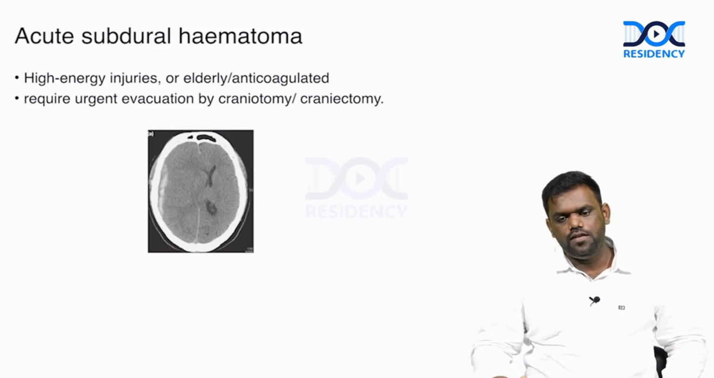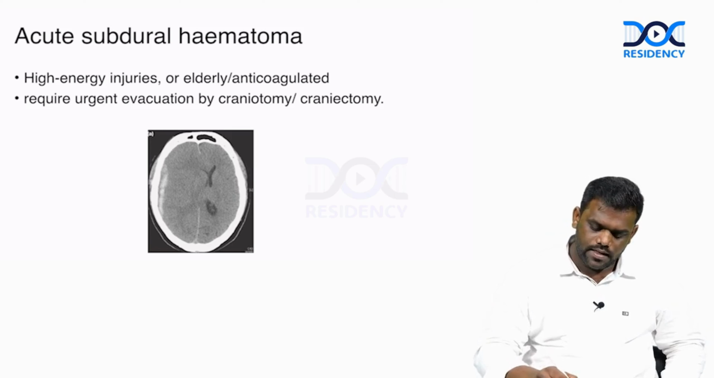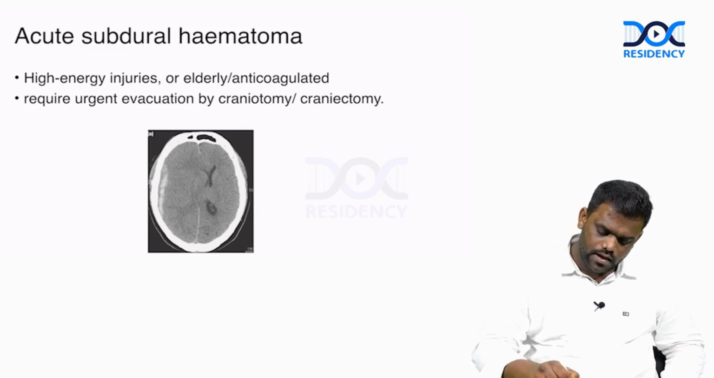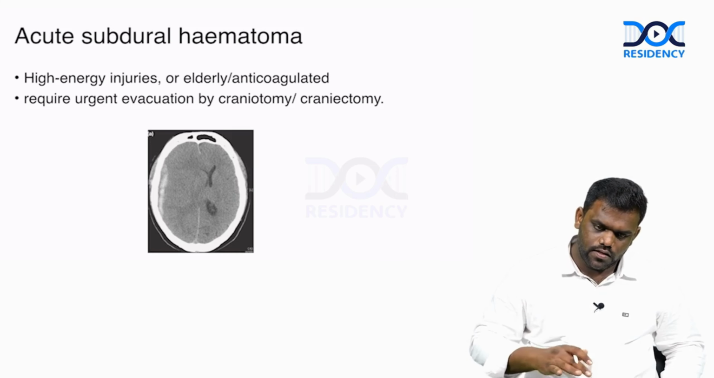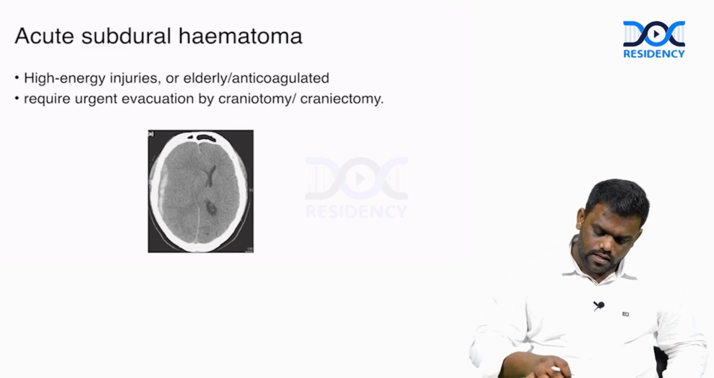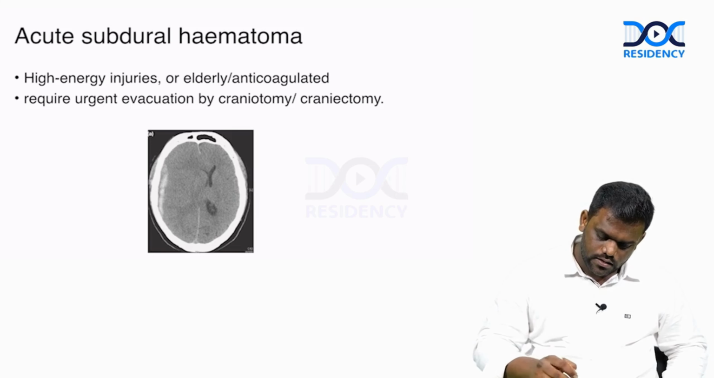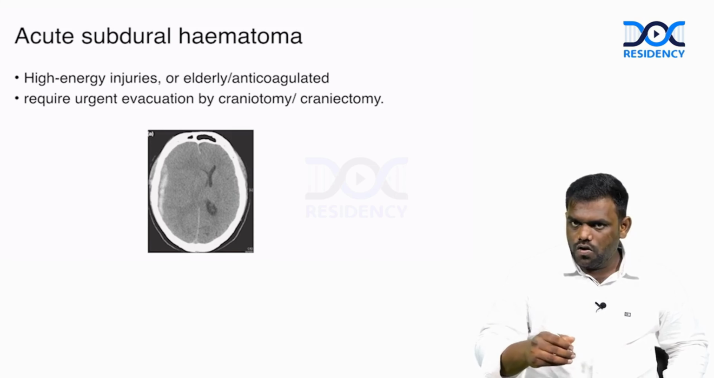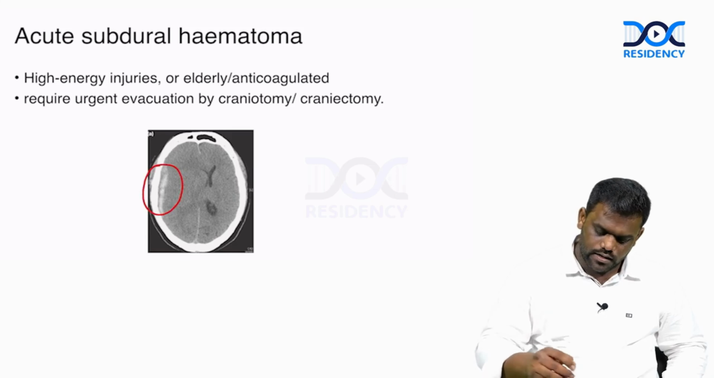This is a CT showing EDH, where the patient is having a typical lenticular shaped hematoma. So, this is an image showing acute SDH, where we will see a concave or convex shaped hyperdense lesion in the image.